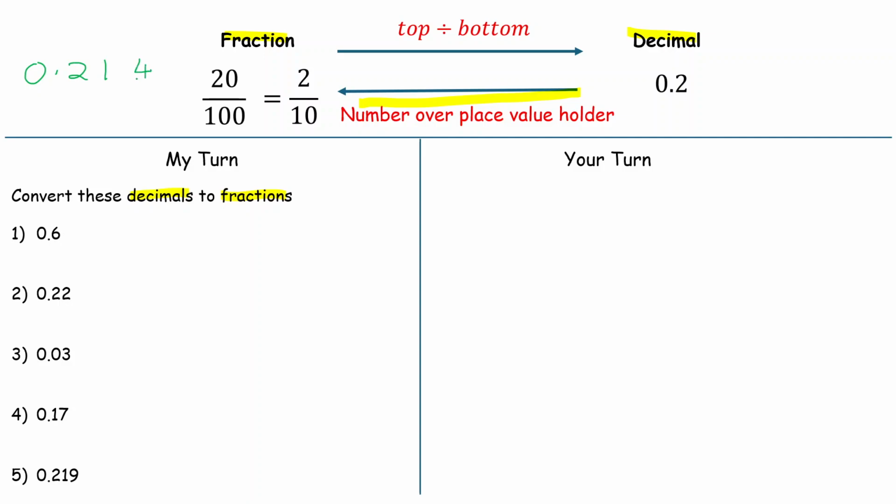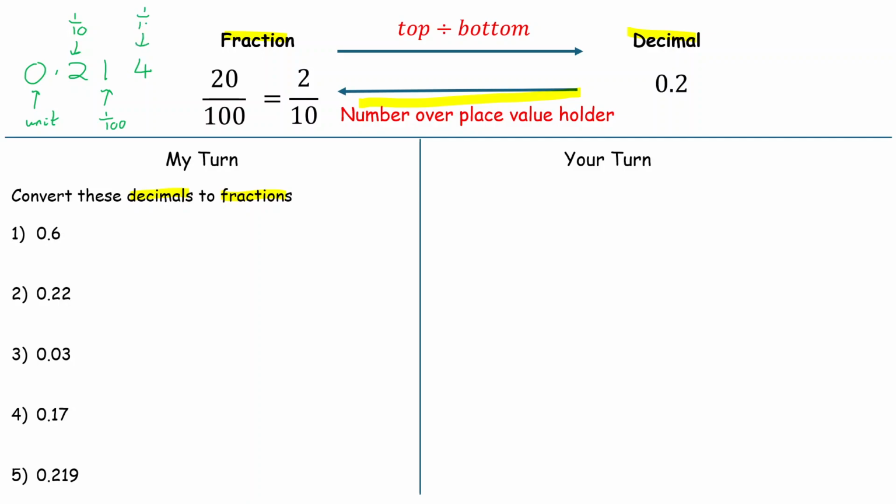0.214, just to make sure we know again, the 0 is the units column or the ones column. It's not letting me write there. That's weird. Let's do that down here. This is the unit column. You've got the point. You've then got the 2, which is in the 10th column, so the 1 over 10 column. You've then got the 1 next to it, which is in the hundredths column, or 1 over 100. And you've got the 4, which is in the 1000ths column.